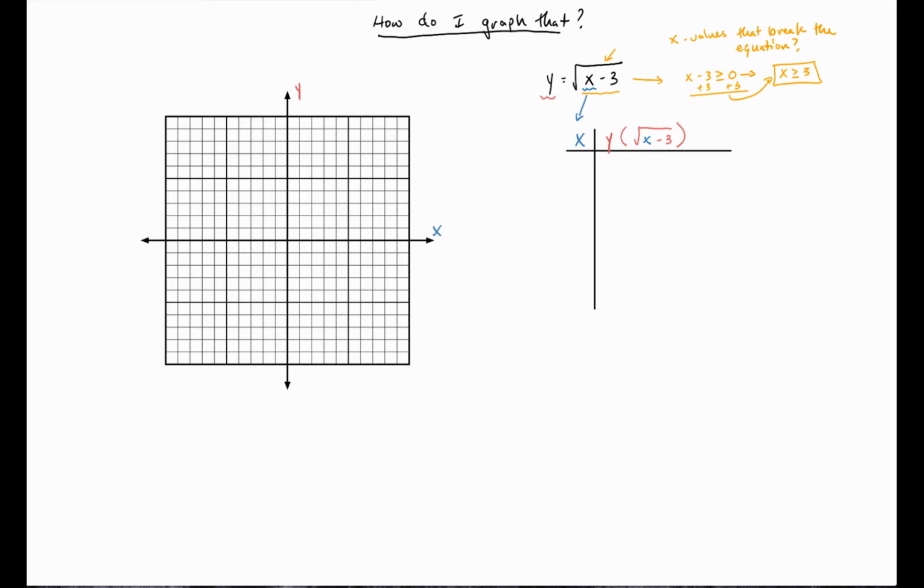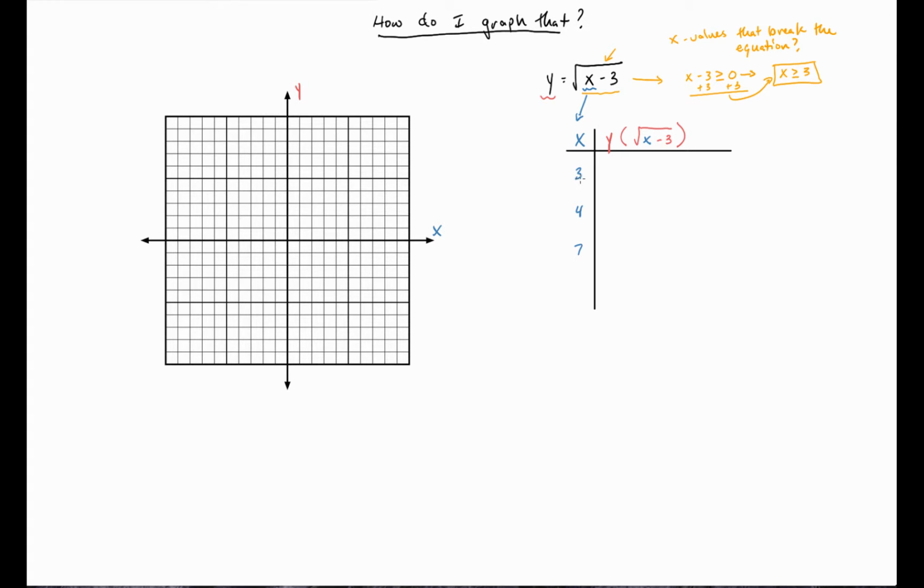So whatever values we pick, we have to pick values that are greater than or equal to 3. So I'm going to go ahead and pick a few values that I know work and I know are easy to calculate, and then we'll talk about why that's the case. All right, now I picked these values for a very specific reason. But again, we'll talk about what that reason is.